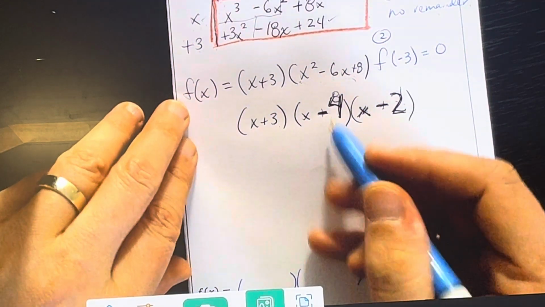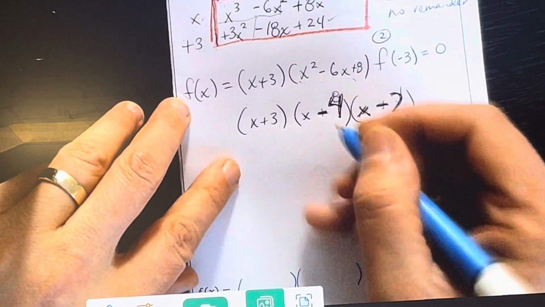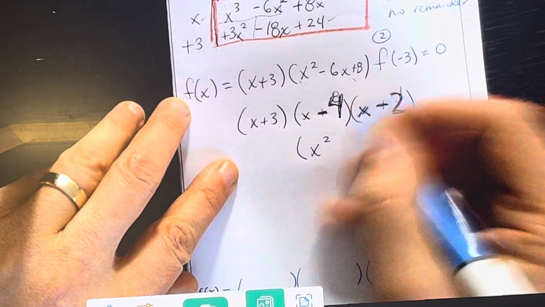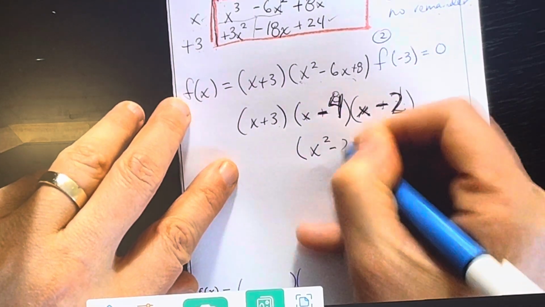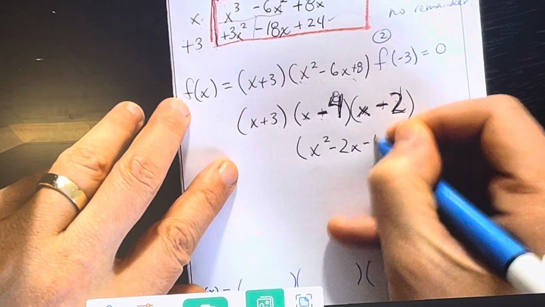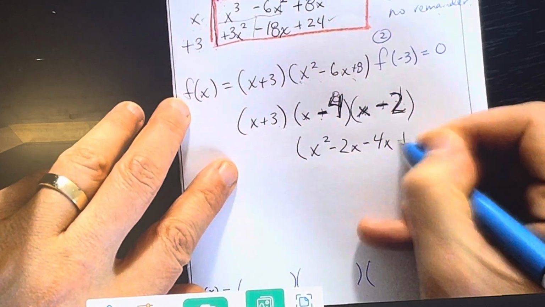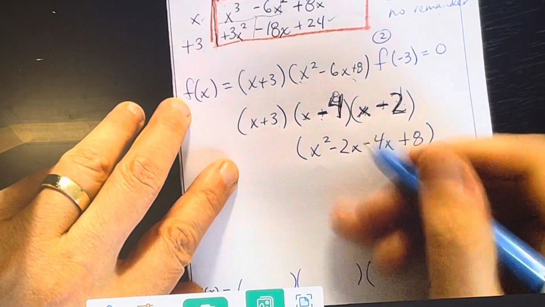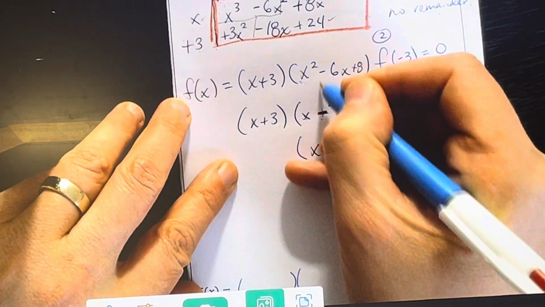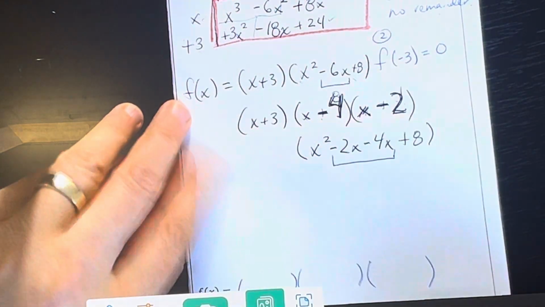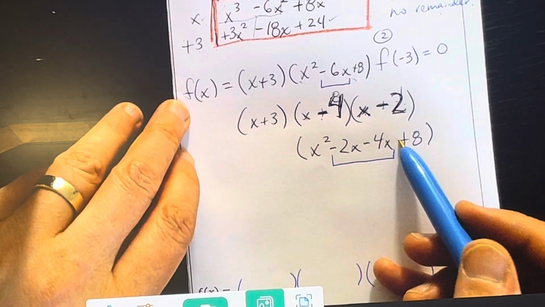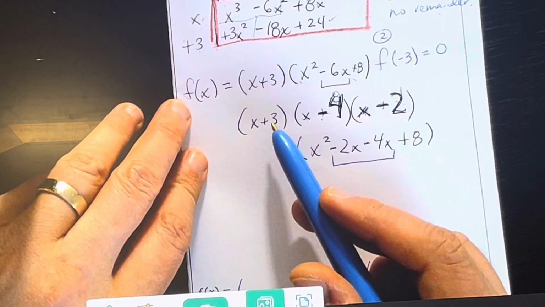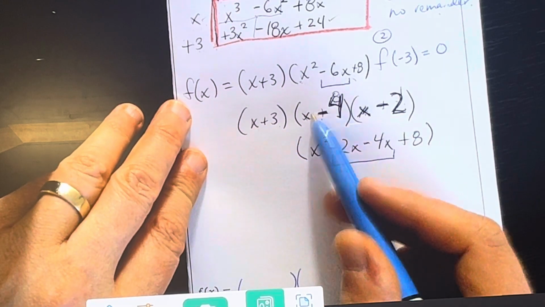And we can just really quickly show that this would be x times x, x squared, x times negative 2, negative 2x, x times negative 4, negative 4x, and negative 4 times negative 2, positive 8. And then these like terms total this. Okay? You didn't need to do this multiplication. This was just there for me to verify for you that these were the correct factors. So this is the answer. X plus 3 times x minus 4 times x minus 2.